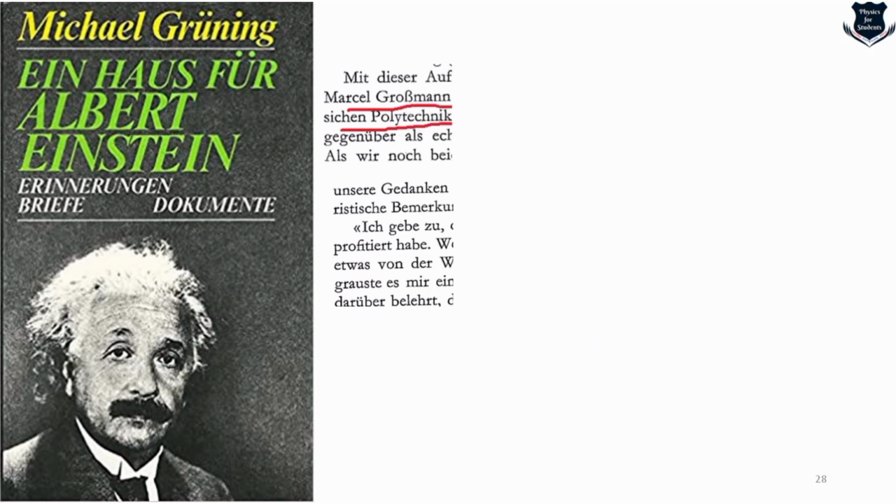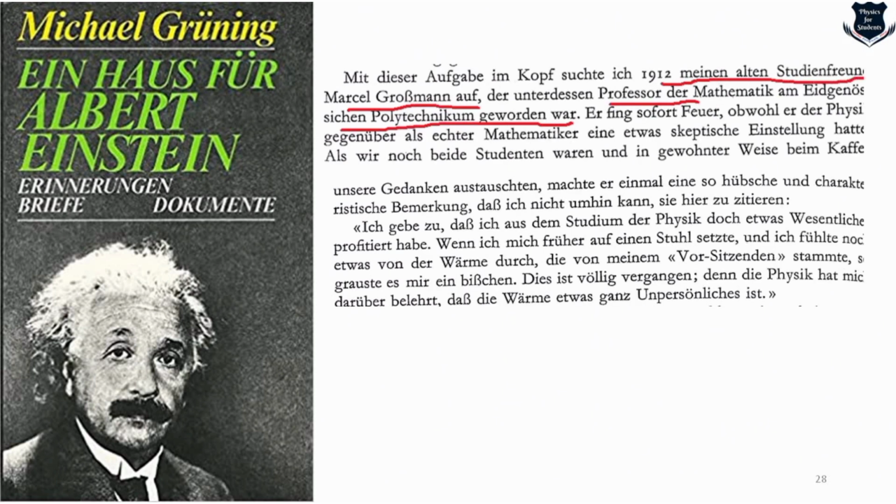Next, in the same book, he encounters a wonderful event with his friend Grossman. He writes, with this task in mind, in 1912, I went to see my old college friend Marcel Grossman, who by then had been appointed professor of mathematics at the Swiss Federal Polytechnic. He immediately caught fire, although as a true mathematician, he was somewhat skeptical about physics.